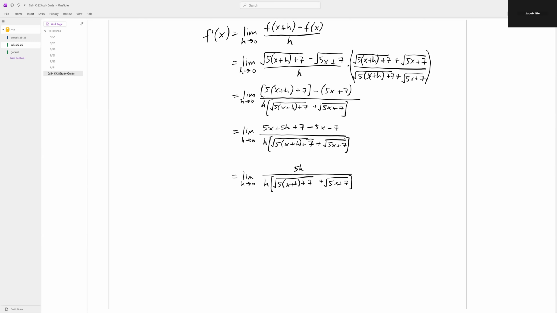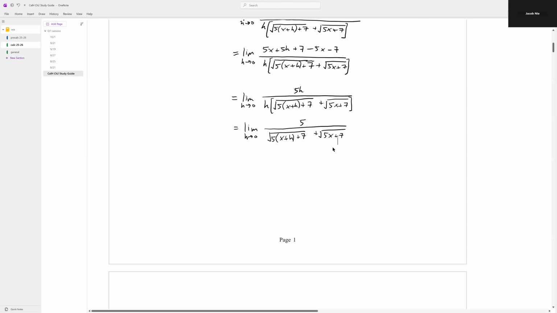Right? And so the h in the top and the h on the bottom are going to cancel out. And so I'm simply left with 5 over square root of 5 times x plus h plus 7 plus square root of 5x plus 7. So now, as you can see, if I plugged in h equals 0, I'm no longer going to get a divide by 0 error, because the bottom evaluates out to something that's other than 0.